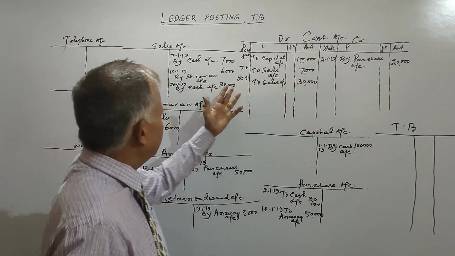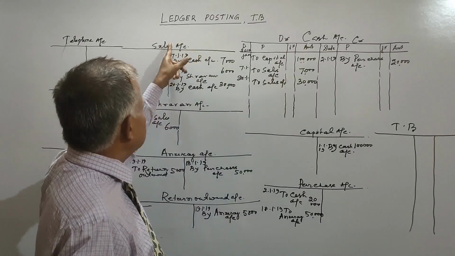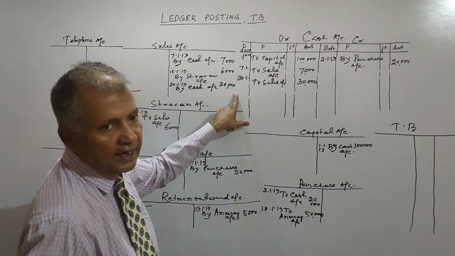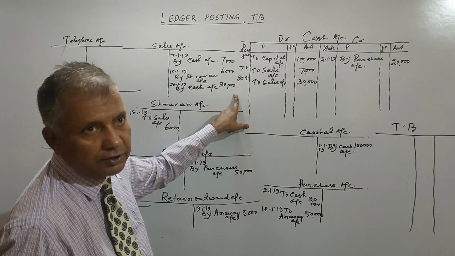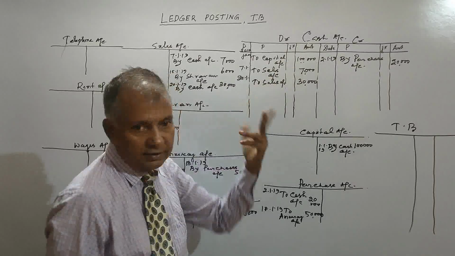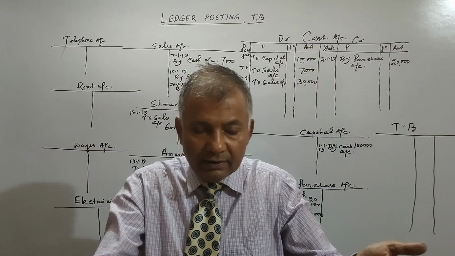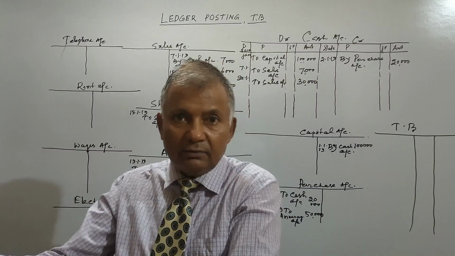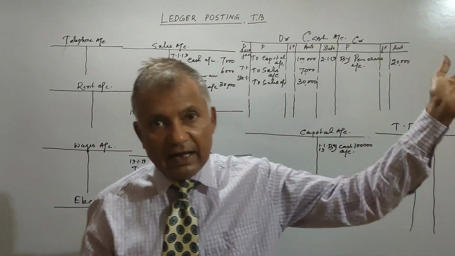So debit here, credit here. In cash you write sale. In sale you write cash. The other account you have to write: sales credit, cash debit. You go to the debit side, write the other account. You go to the credit side, write the other account.